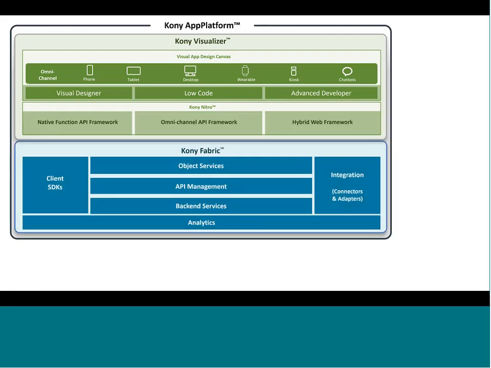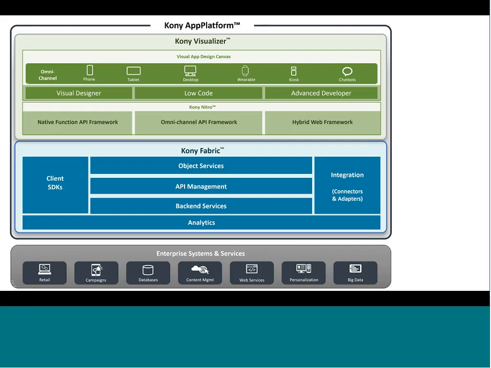Now, to complement Kony Visualizer, which is the front end of the platform, we have Kony Fabric. Kony Fabric is the back end, right? And it's an extremely powerful back end that packs a bunch of client-side SDKs that help you integrate with object services, with integration services, and a good amount of data connectors and data adapters, with which you can connect to your enterprise systems. Kony Fabric also has capabilities like API management, analytics, and reporting. Now, I'll not get into the details of all of these, but there's a lot of detail available on the app platform on Basecamp, and I would encourage all of you to go in and read through more details on each of these capabilities of the app platform.